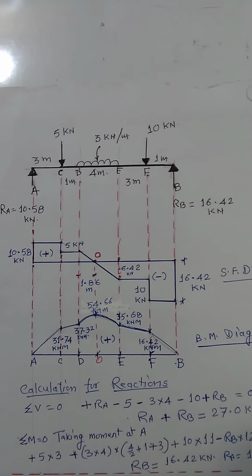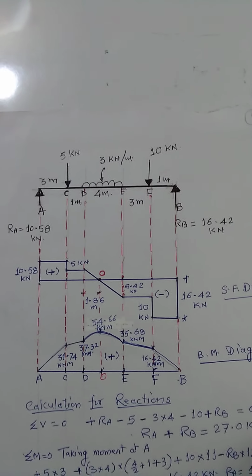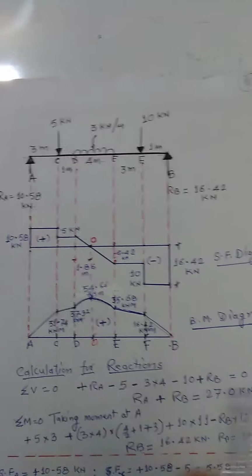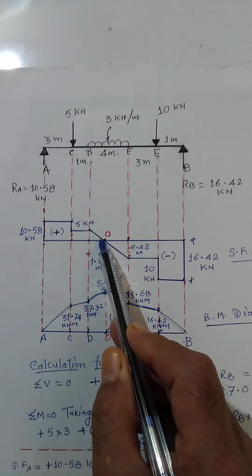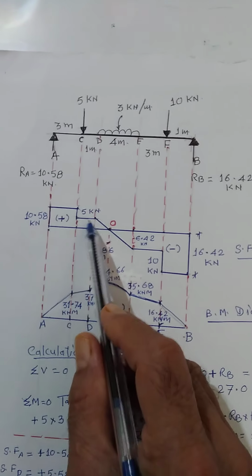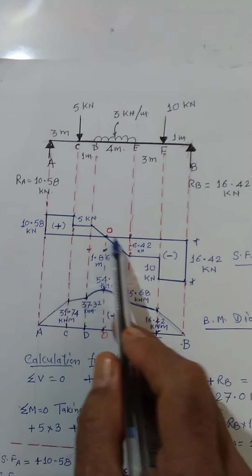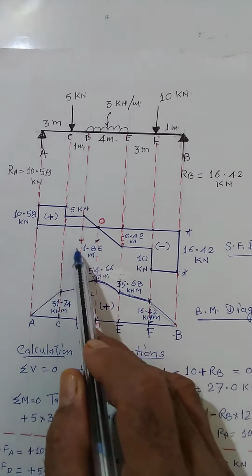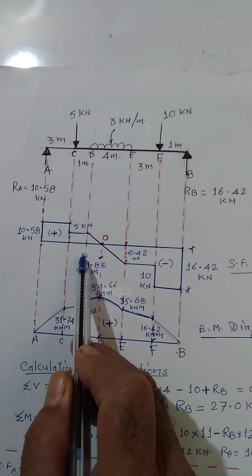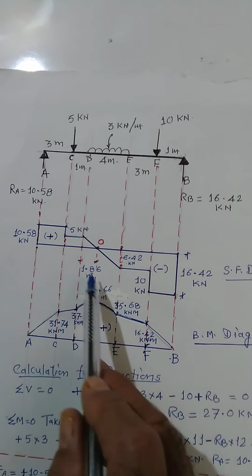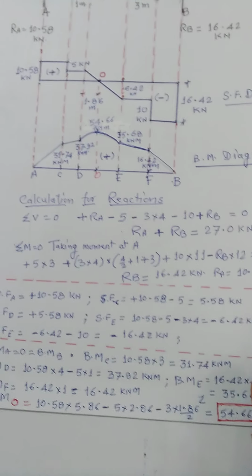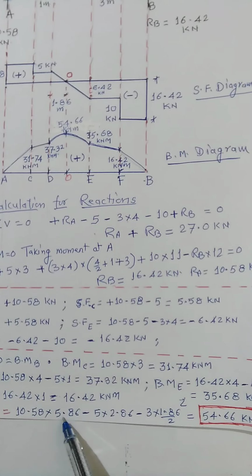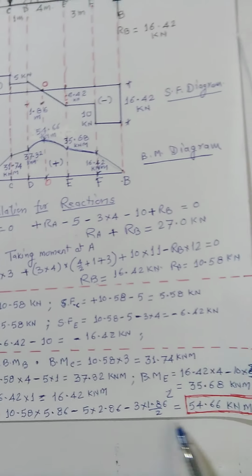Another example like this. Two point loads, one UDL, again reactions, shear force diagram. Change the sign from here, we can say plus to minus. Find out this point, it comes out to 1.86 from here, plus this much distance of 4 meter, so it is 5.86. You will find that the maximum bending moment will be at a distance of 5.86 meter, and it is 54.66.